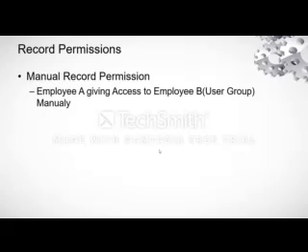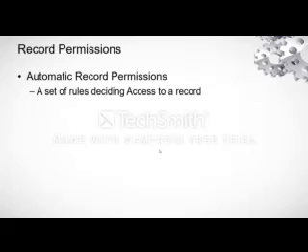Now the second level of record permission is automatic record permission. Within automatic record permissions, what we were doing manually earlier will be automatic, based on a defined set of rules. So let's say as an admin I have already defined a rule: if John applies for leave and the status of the leave moves from draft to applied, David should get access to the record, and for John it should now be read only.